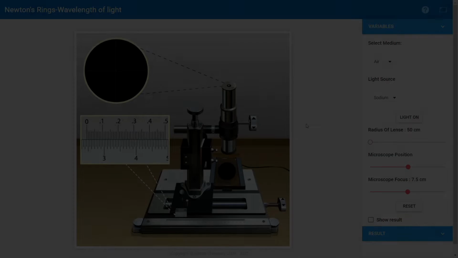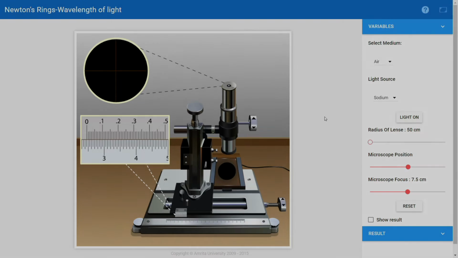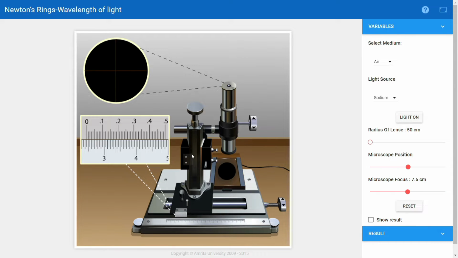Now moving to our simulator, we start with the simulation. Here is the microscope, and here we have the measuring scale. You will look through the microscope, and you will get the interference pattern here. Here we select the medium, meaning the medium between the lens and the slab. So we have air as the medium, and the light source is sodium, as we have told earlier that we are using sodium light to calculate the wavelength.